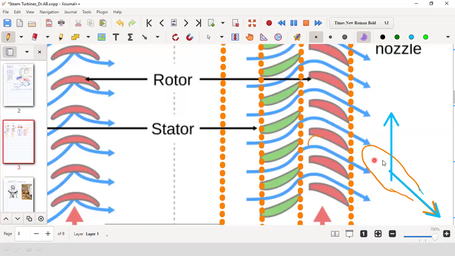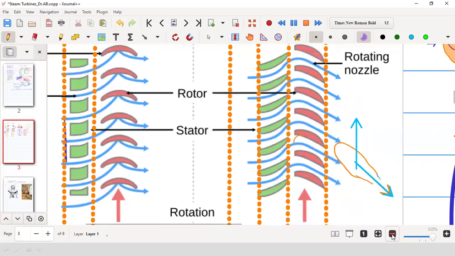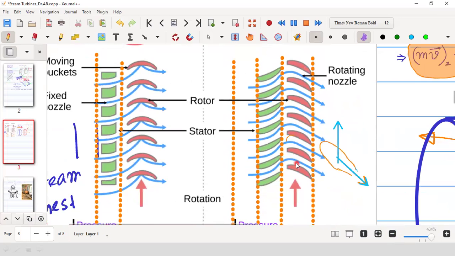So due to that reaction, the balloon will try to move in the opposite direction, but it can move only in the tangential direction. Therefore, the component of the reaction force in the tangential direction will make the blade move in the tangential direction, and therefore it will rotate. So this rotation of the blade is happening due to both the impulse effect as well as the reaction effect. That is why these are called impulse reaction turbines, but loosely they are called reaction turbines.